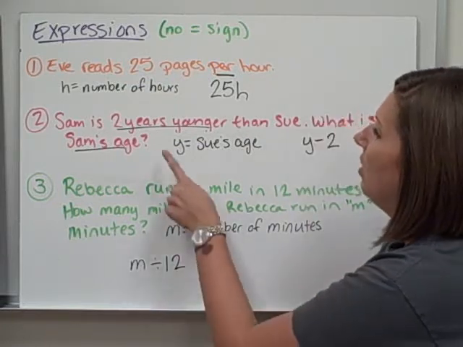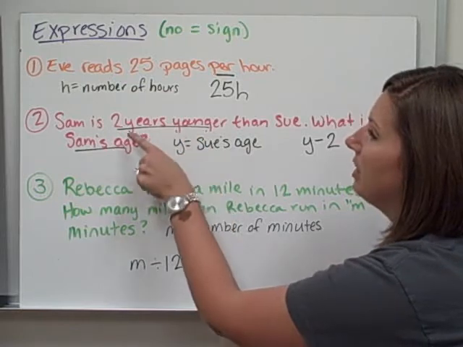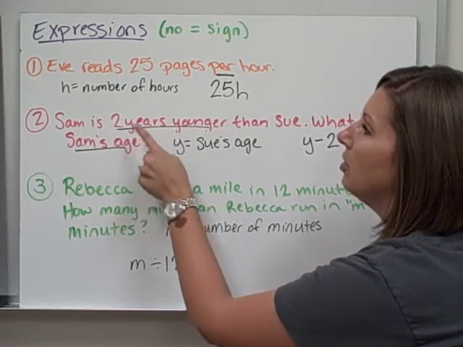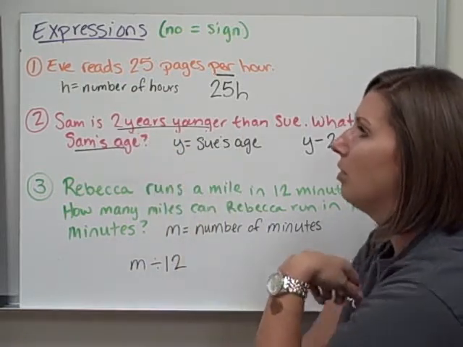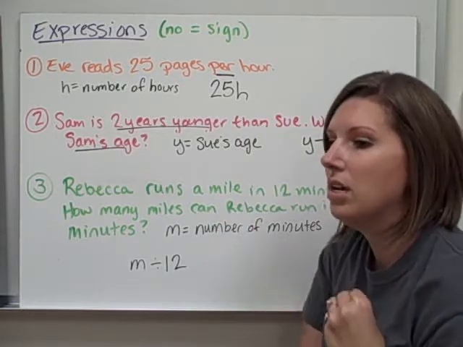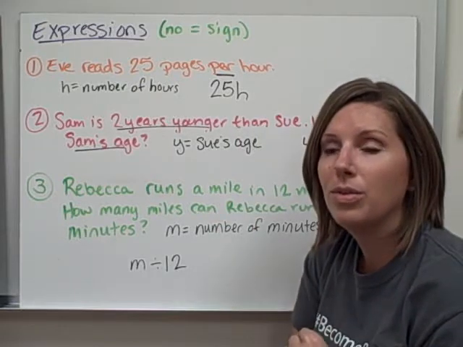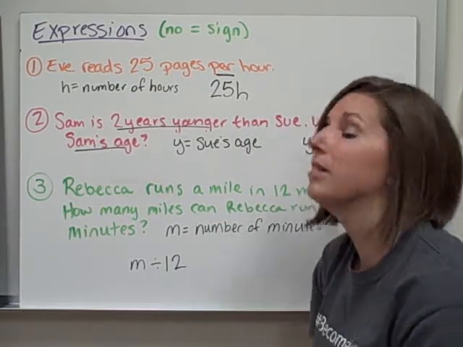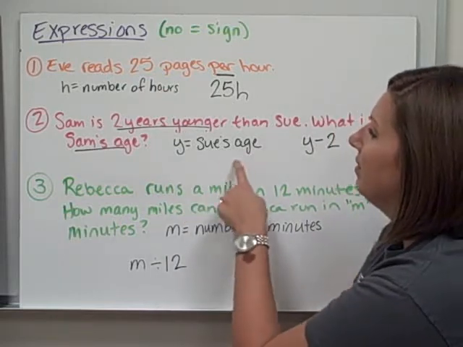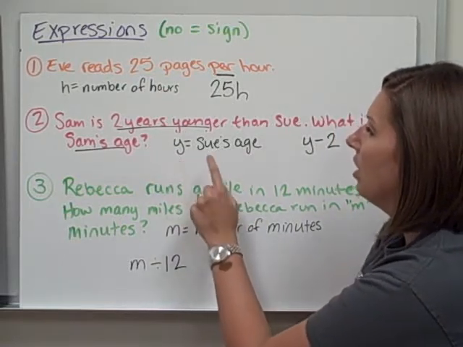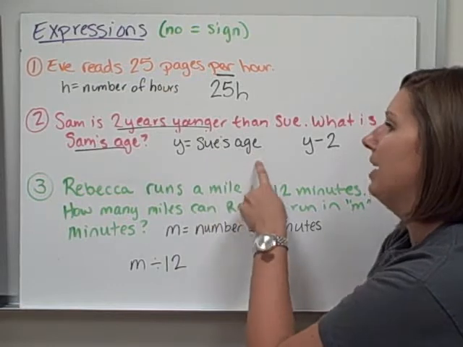So we need to identify the important words, 2 years younger than. So Sam is 2 years younger than. Younger than is going to represent subtraction in this case. So I need to identify a variable. Let's just do Y, and that's going to represent Sue's age.